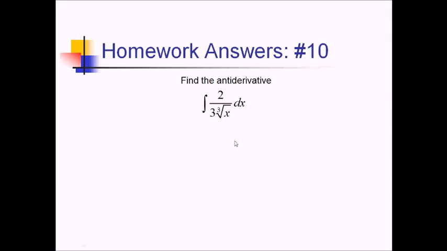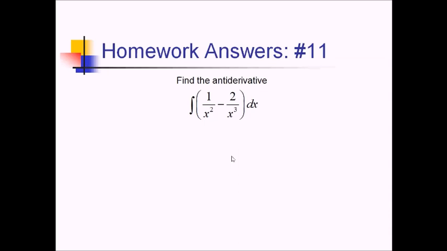For number 10, I'm trying to find the antiderivative of this function. To make my life easier, let's write this in exponential form. So this will be 2/3 x to the negative 1 over 3. We have the power divided by the root. And now I have to bump this up by 1, so this becomes positive 2/3 as an exponent. Dividing by 2/3, that cancels our coefficient out, so we just have x to the 2/3 plus c.